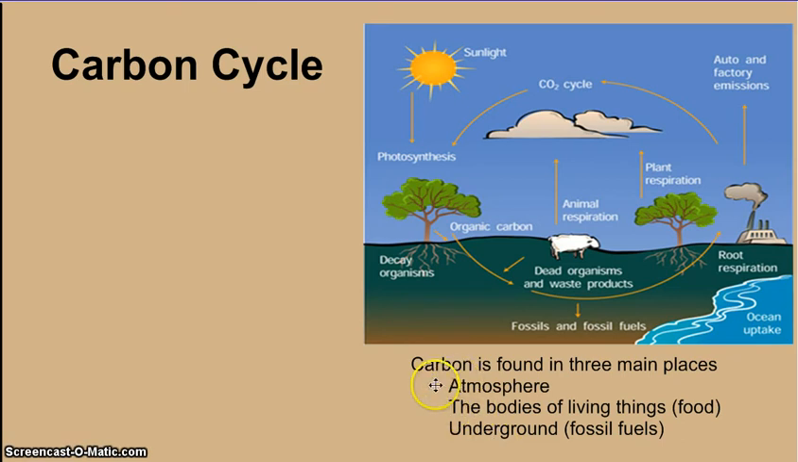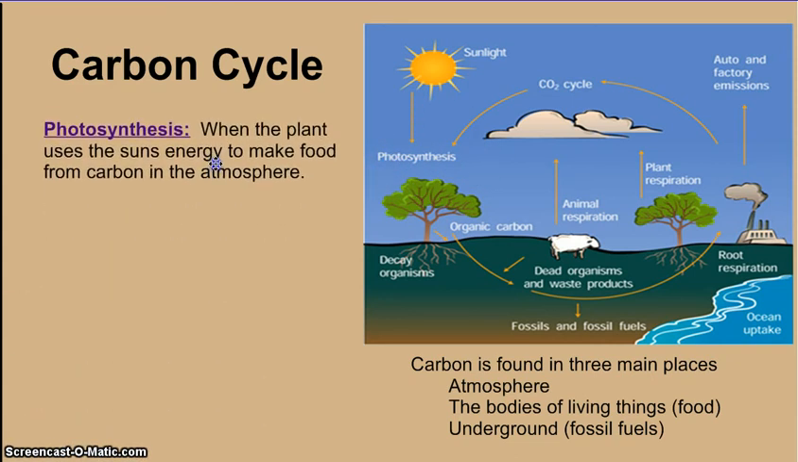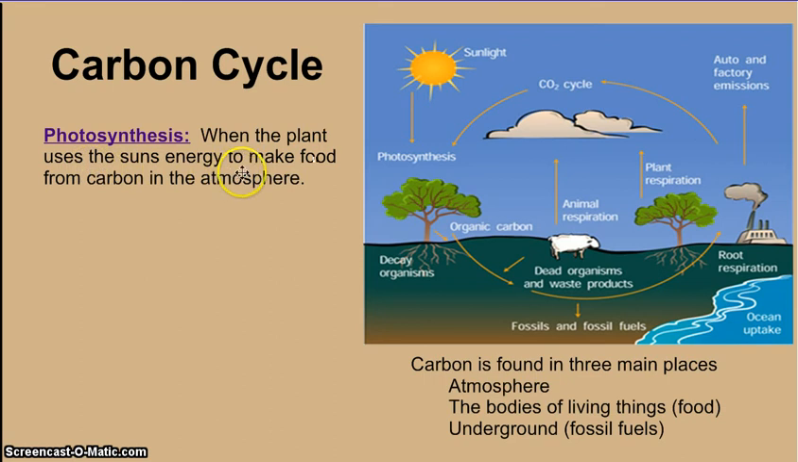I want to focus at first on the atmosphere and the bodies of living things. Carbon enters the bodies of living things with energy. It happens at the same time. The energy comes from the sun, and during a process called photosynthesis, which you should underline or highlight because it's one of the key ones that you should be aware of, the plant uses the sun's energy to make food from carbon in the atmosphere. So you should know where the carbon is from. It's carbon from the atmosphere, going into plants, and it's being turned into a plant using the sun's energy. That makes food.